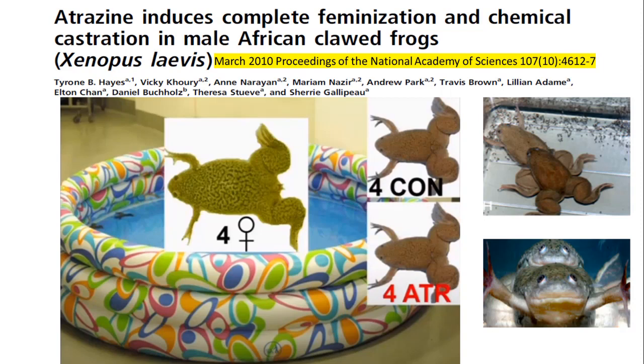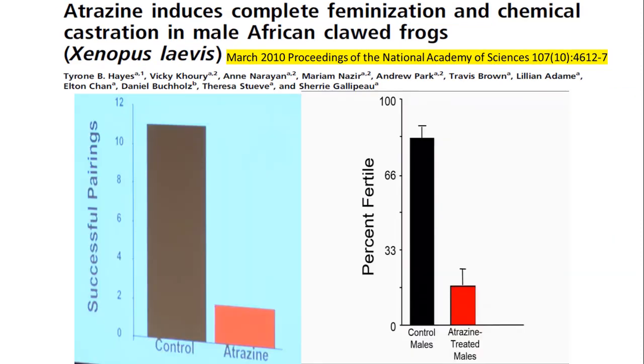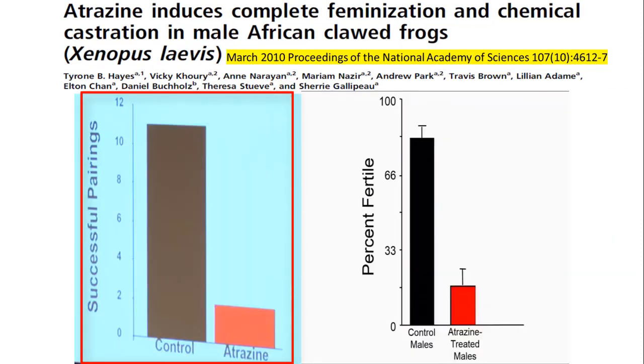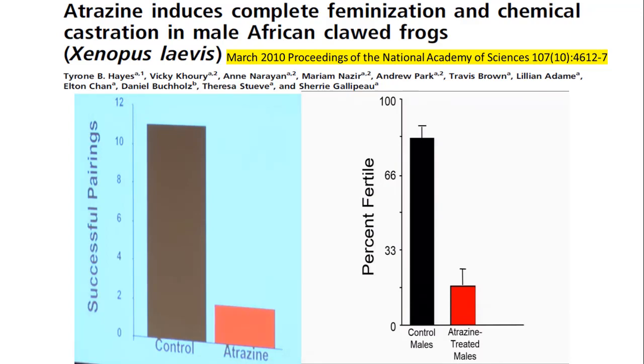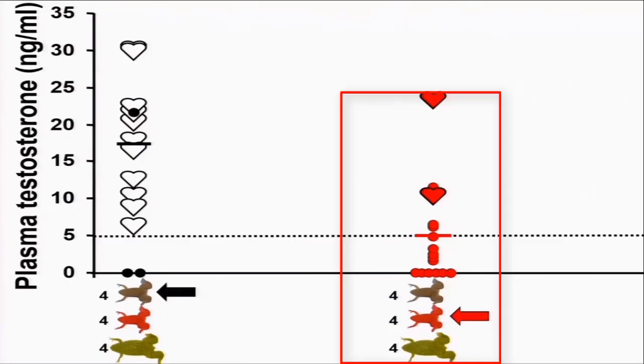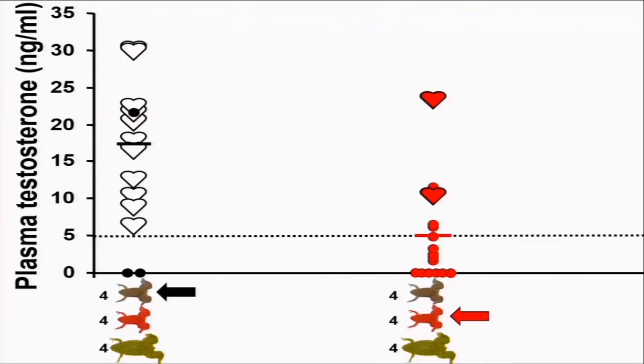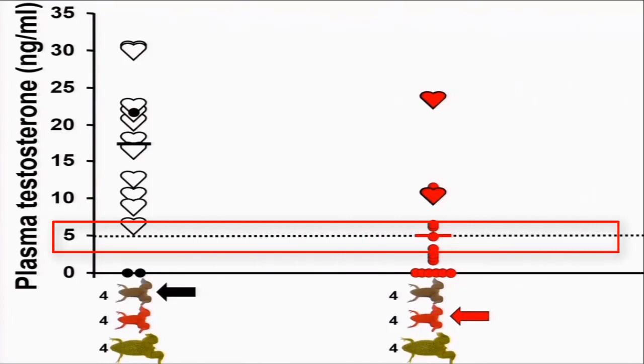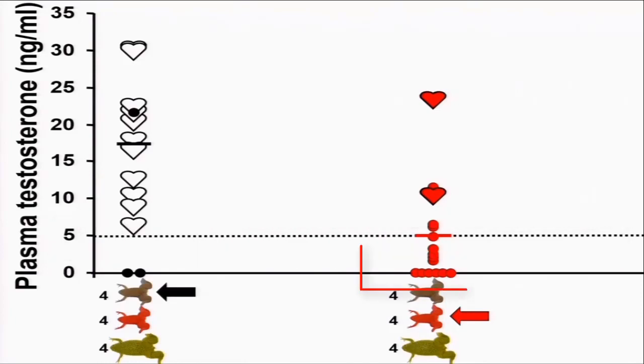The outcome is shown in this other figure. As you can see, there were no successful pairings in animals exposed to atrazine, and very low fertility of those treated males. If we look at the testosterone levels, again, the levels were much lower. Normal animals have more than 5 nanograms per milliliter of testosterone, and the ones treated with atrazine were below that level of 5 nanograms per milliliter.